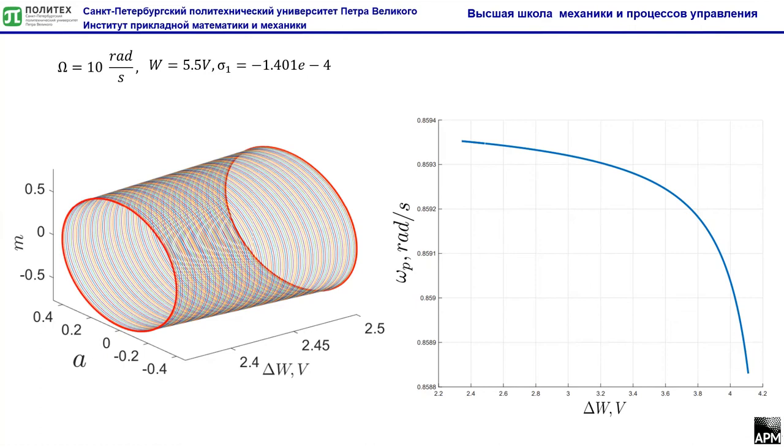Dependence of the precession frequency on the magnitude of the variable voltage. As can be seen from the figure, with an increase in the variable voltage acting on the resonator, the precession frequency of the wave pattern decreases, and with decreasing voltage, it tends to the precession frequency of free oscillation of the resonator. So from the analysis of these results, it can be concluded that the parametric excitation of resonator oscillation noticeably affects the precession of the standing wave.